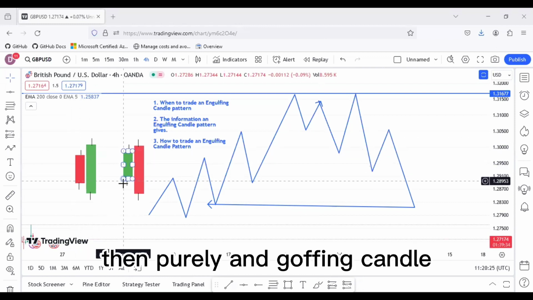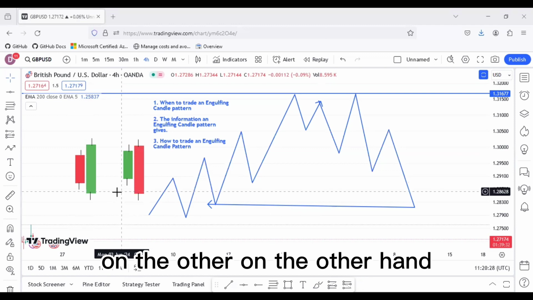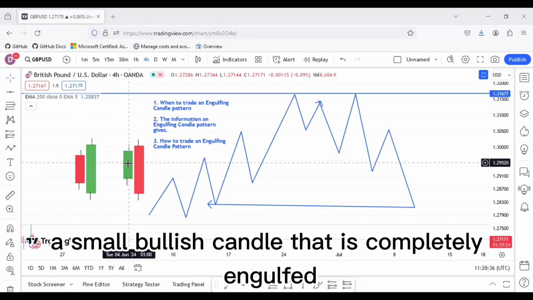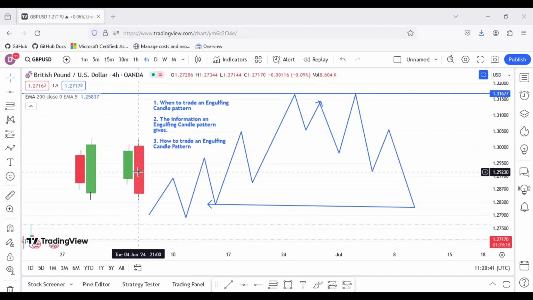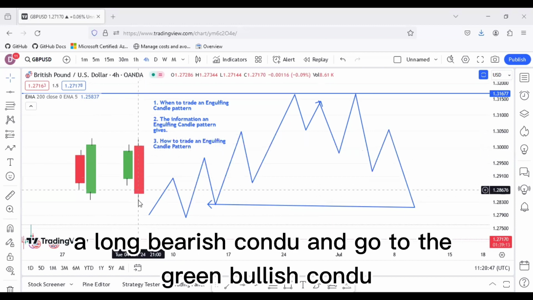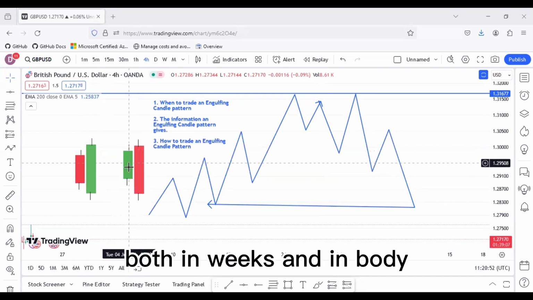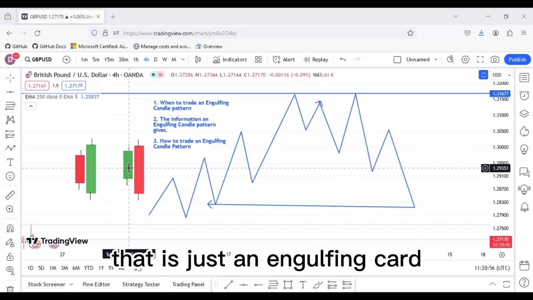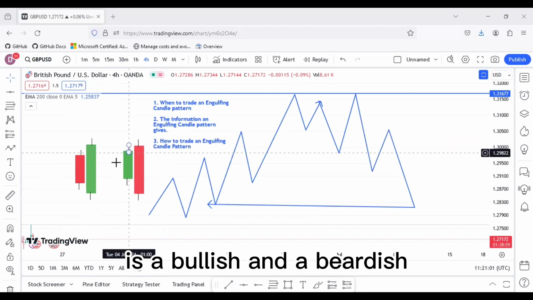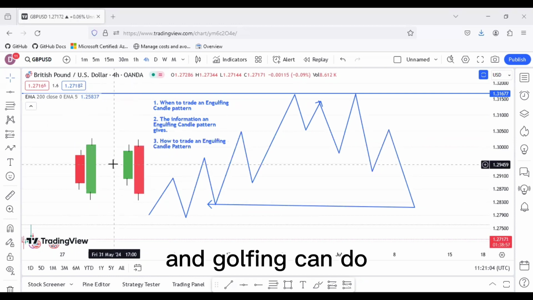Then a bearish engulfing candle, on the other hand, is a candle pattern that has a small green, bullish candle completely engulfed, both in body and in wick, by a long bearish candle. That is just an engulfing candle. The picture you are seeing on my screen right now is a bullish and a bearish engulfing candle.